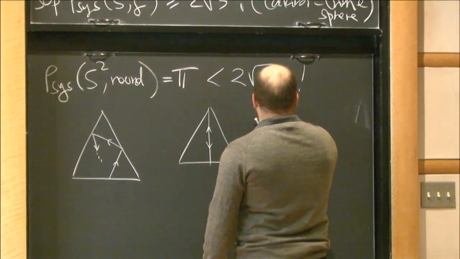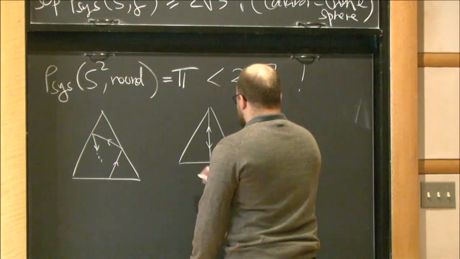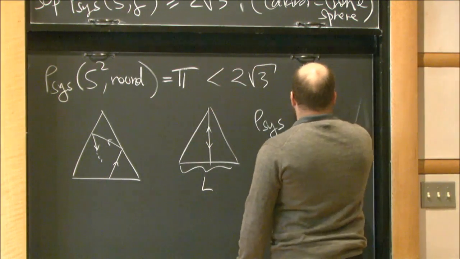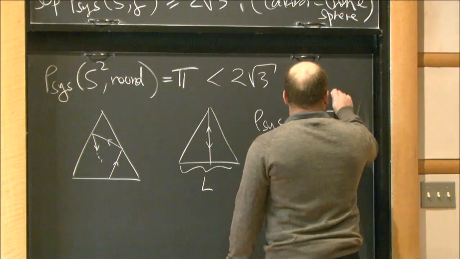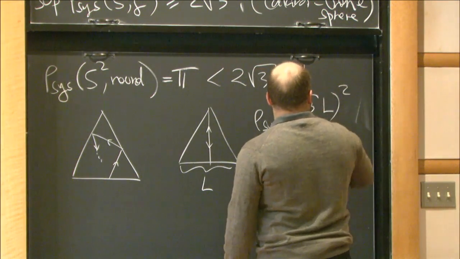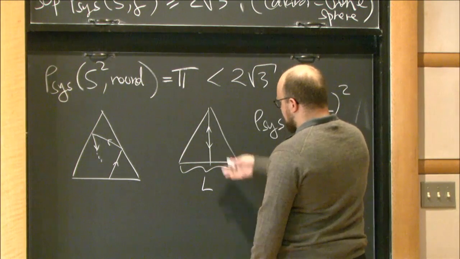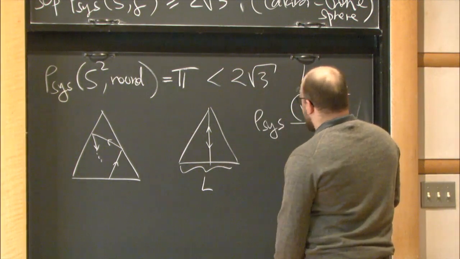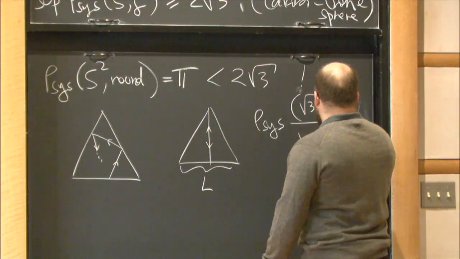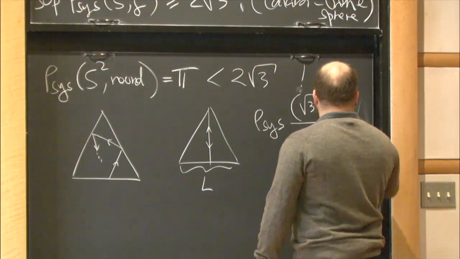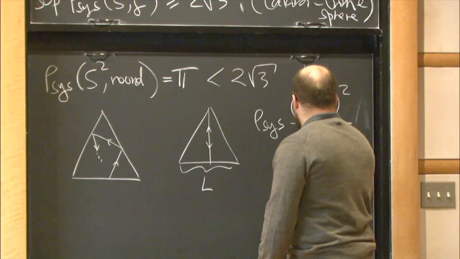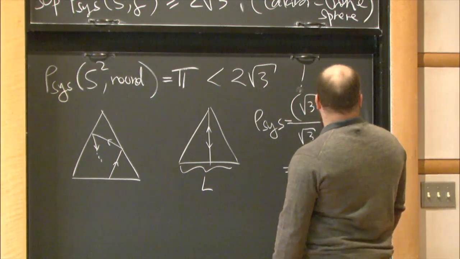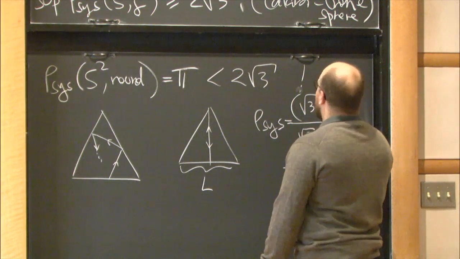So the systolic ratio, let's say if the side is L, is equal to what? Square root of 3 times L, and you don't divide by 2 because you're taking twice the height, and then the area is twice the area. So if this is right, you get 2 square root of 3.